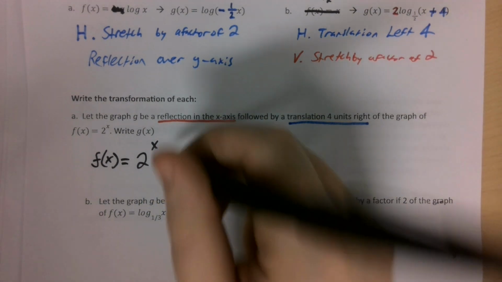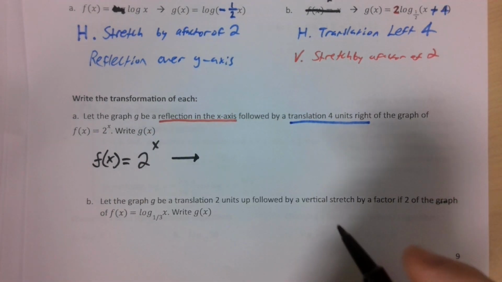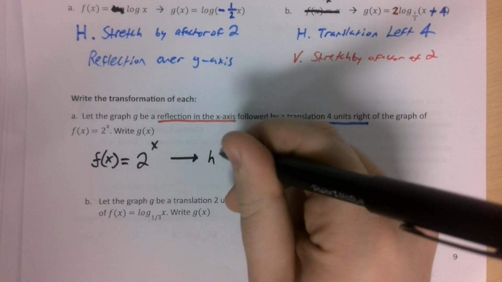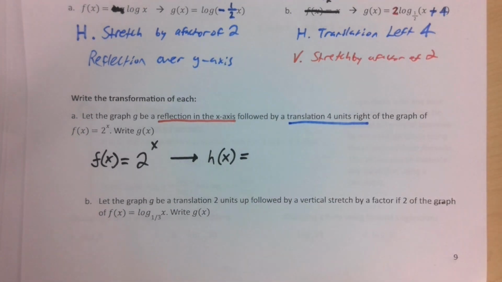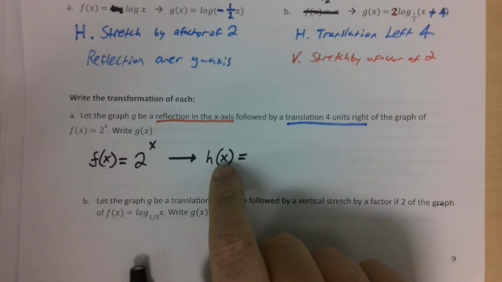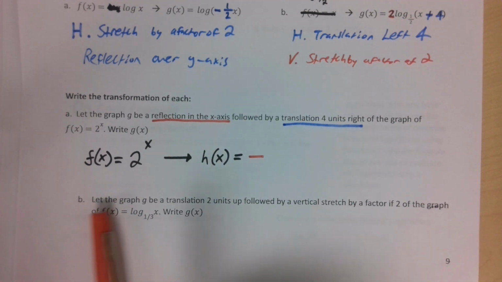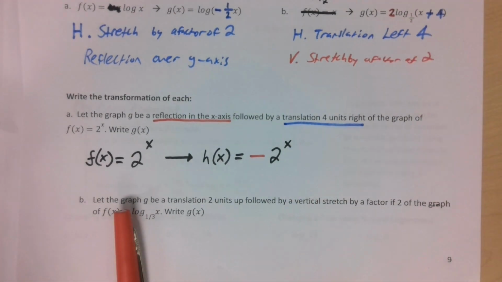So if f of x equals 2 to the x, let's not jump all the way to g of x right away. Let's do it step by step. I'm going to make a new function called, I don't know, we'll call it h of x. You could call it whatever you want, though. H of x is the transformation I want to do with just reflecting in the x-axis. Since it's a vertical reflection, the negative gets applied to everything. So it's negative 2 to the x power.